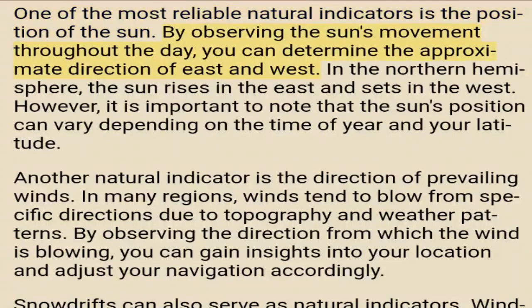By observing the sun's movement throughout the day, you can determine the approximate direction of east and west. In the northern hemisphere, the sun rises in the east and sets in the west. However, it is important to note that the sun's position can vary depending on the time of year and your latitude. Another natural indicator is the direction of prevailing winds.